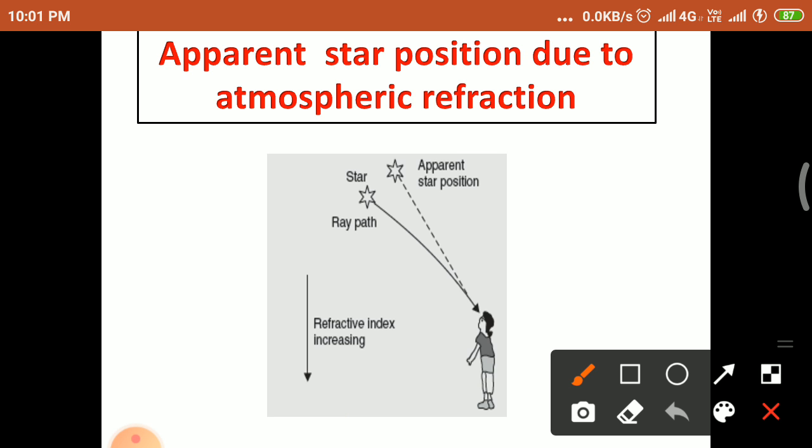The apparent position of the star must be drawn in the dotted lines.